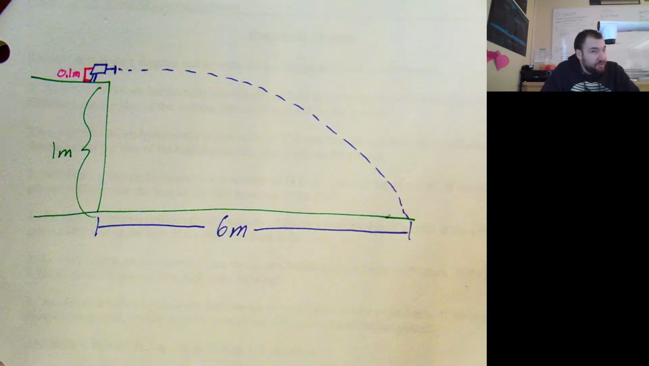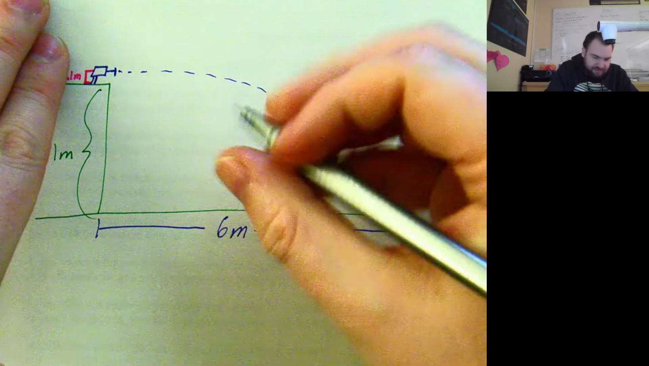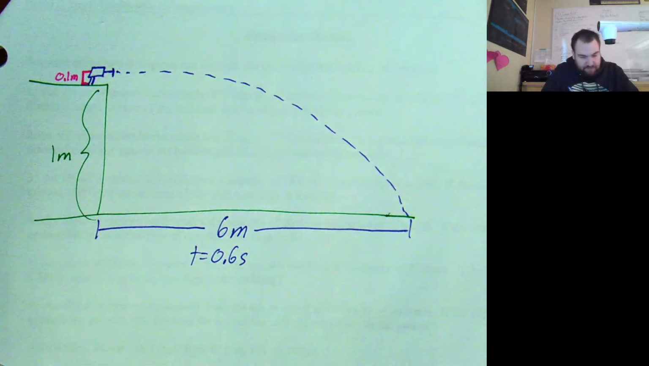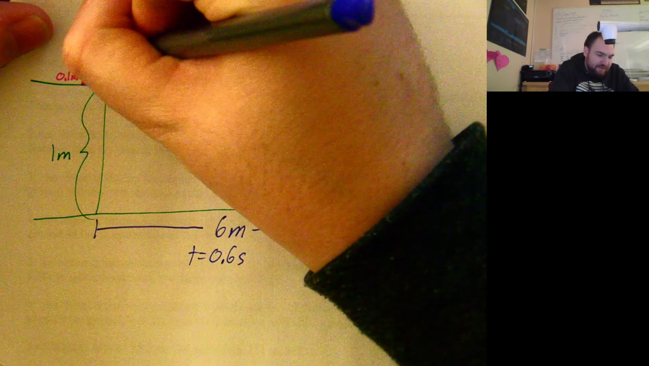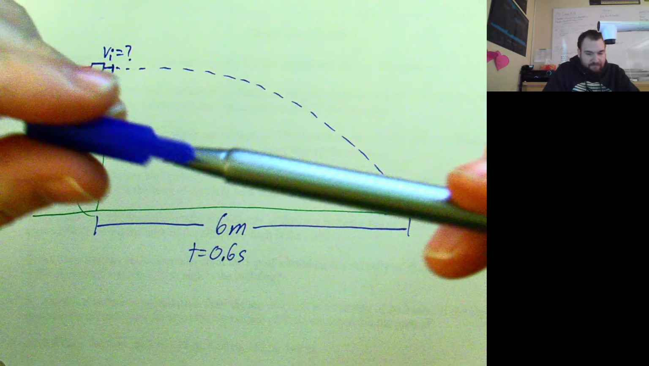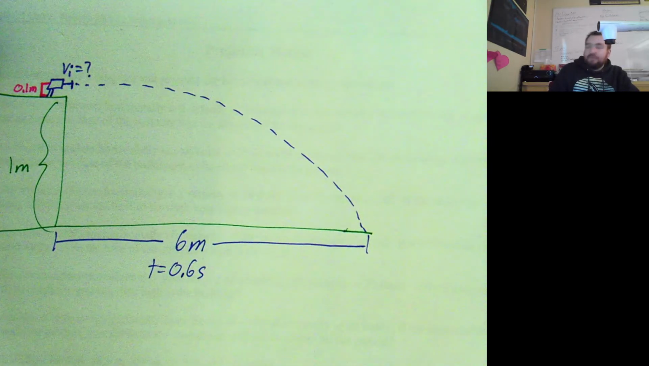We also measured with a stopwatch that the time it took to do this was 0.6 seconds. What's VI? Oh, so it's divided horizontally and vertically? Okay, so let's divide it up horizontally and vertically because this is a projectile. That's how we approach this thing.